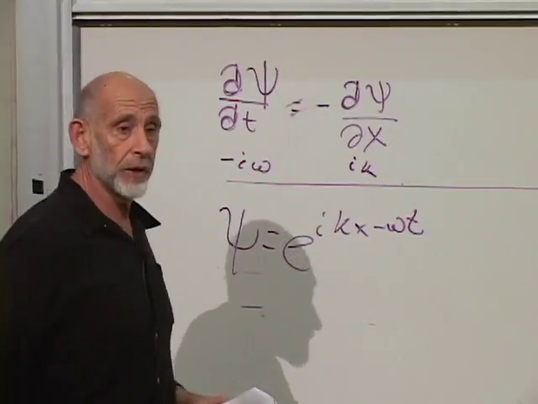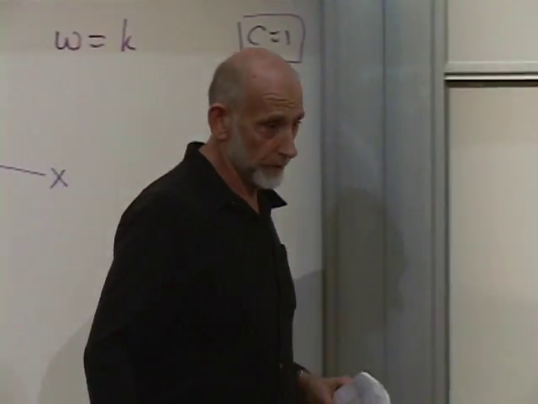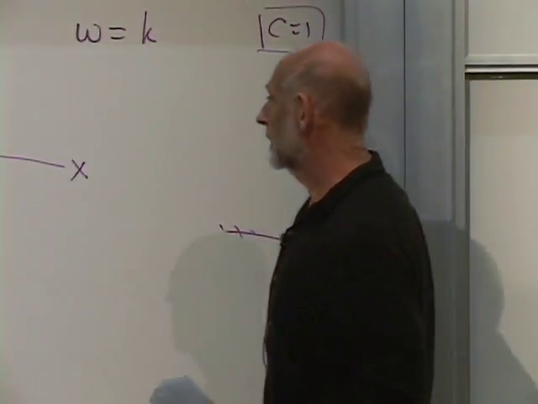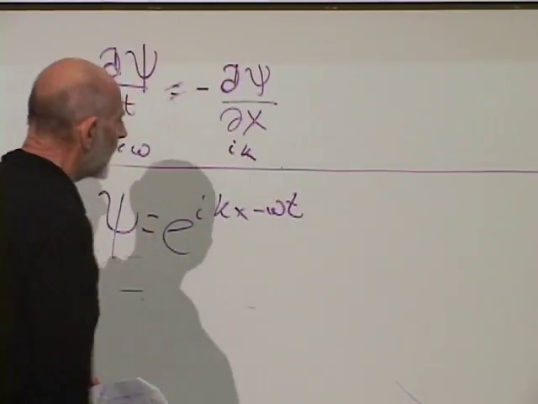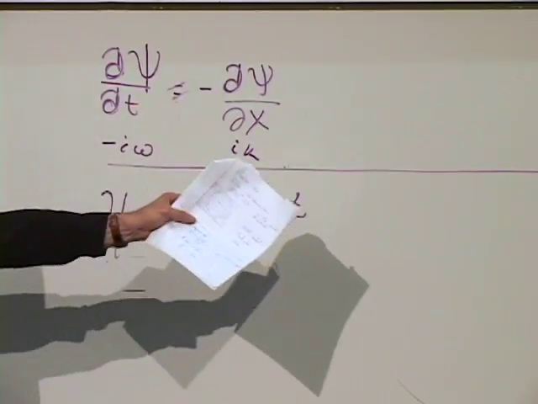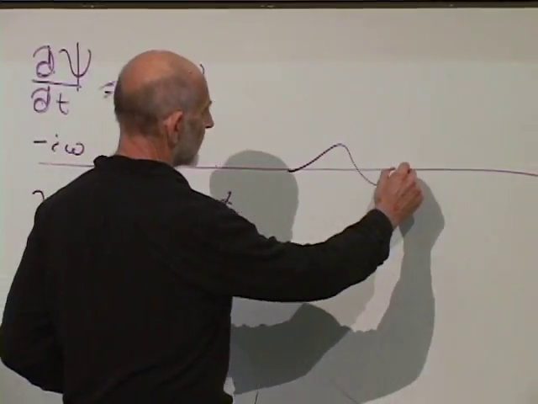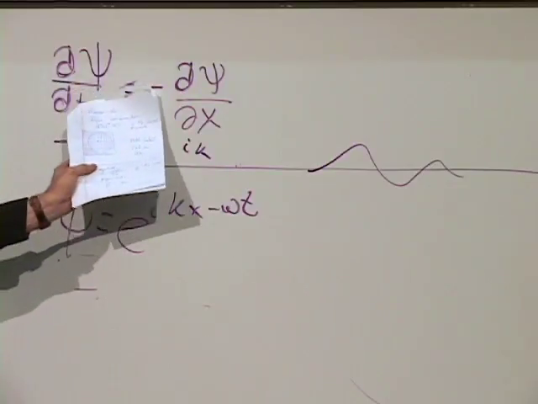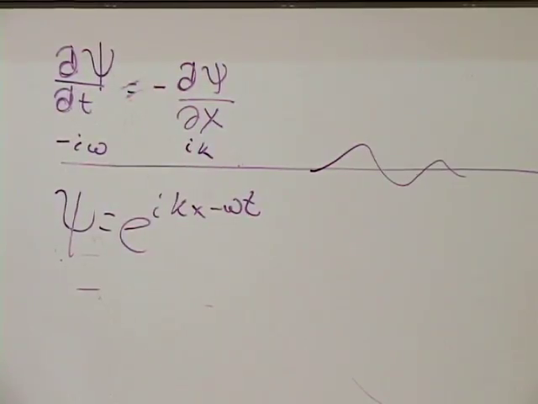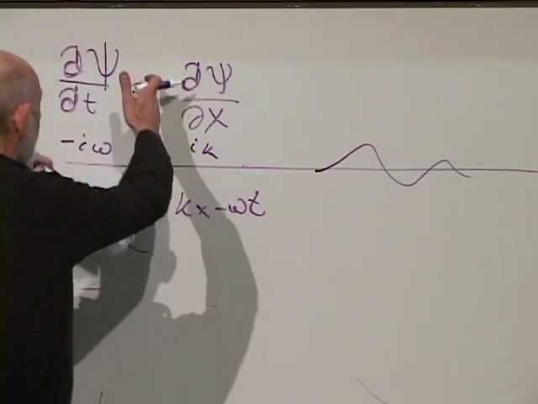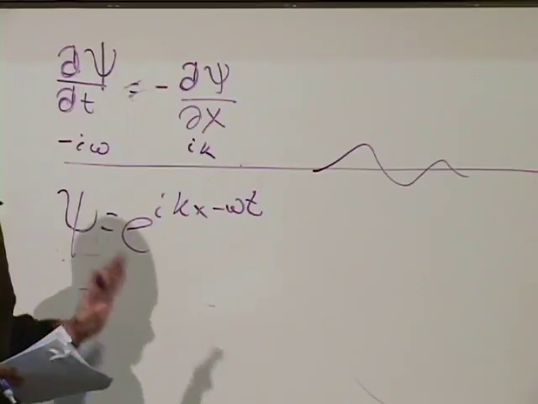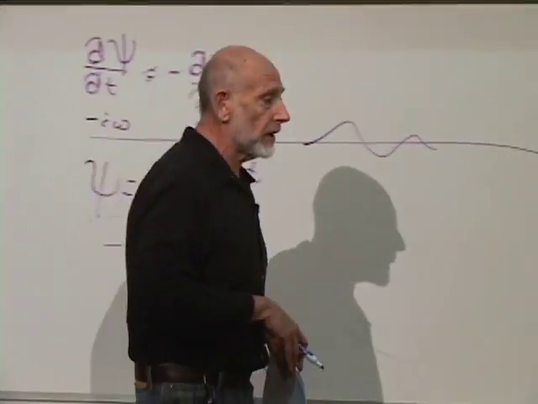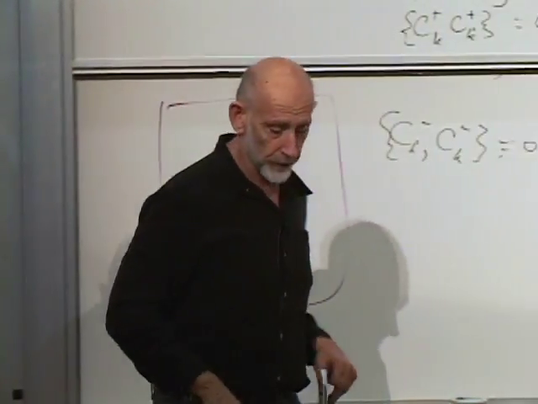And it describes waves which only move in one direction. They cannot move in both directions. Is it to the right or to the left? Can you tell? These waves move to the right. What would it take to make waves that move to the left? You'd want d psi by dt equals plus d psi by dx. With either of those two equations, you have particles which move in one direction, in this case to the right. And let's suppose these are fermions, and let's even imagine they carry electric charge. So they're electrically charged fermions.